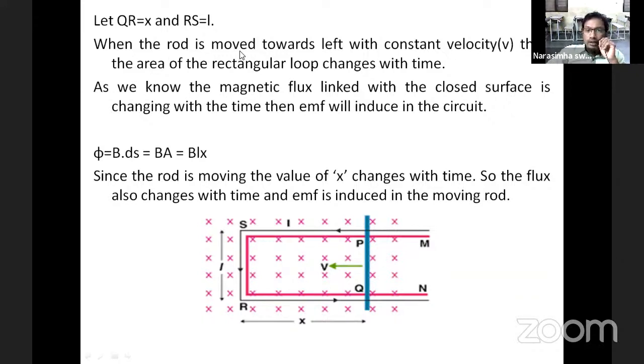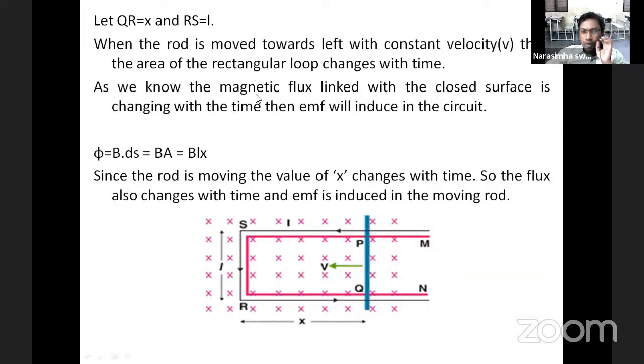When the rod is moved towards the left with a constant velocity v, the area of the rectangular loop changes with time. Slowly we are making this PQ rod move inward towards the left side of the diagram. Then the area of this loop also changes with time. Then, as we know, the magnetic flux linked with the closed surface is changing, so EMF will be induced in the circuit.